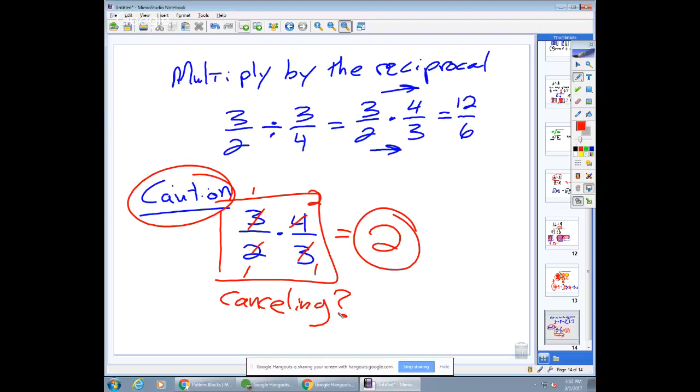You can't do it in division, you can't do it in addition, you can't do it in subtraction. Multiplication is a special case. It's the only time you can pull that cross canceling. The reason you can do that is because you can multiply in any order you want, commutative property. So I could say this is the same as 4 times 3 in the top over 2 times 3 in the bottom. A number divided by itself is 1.